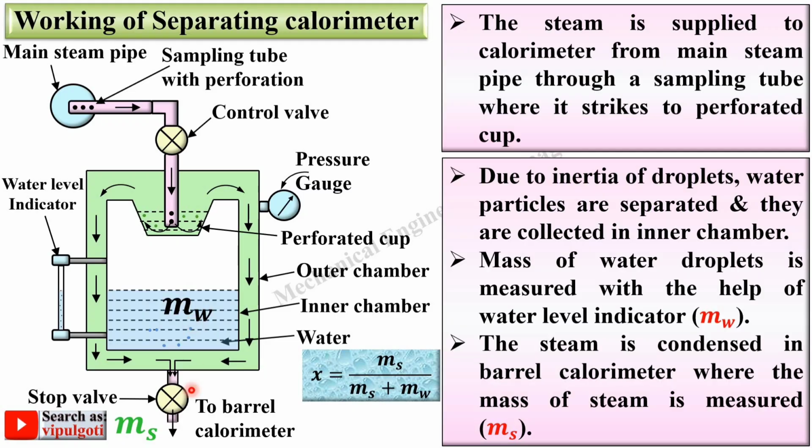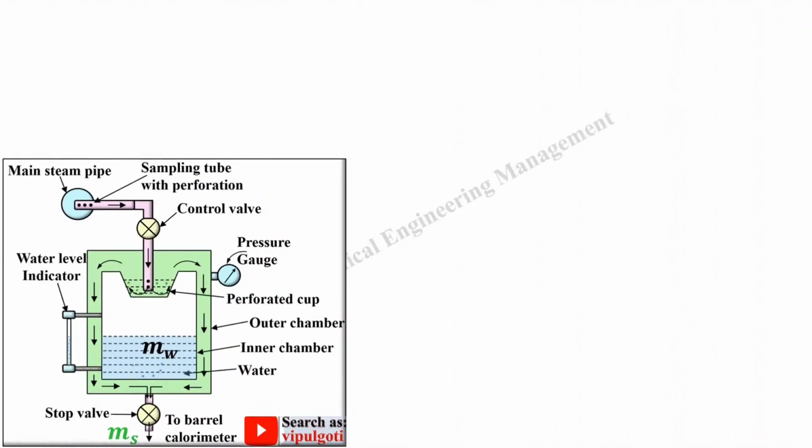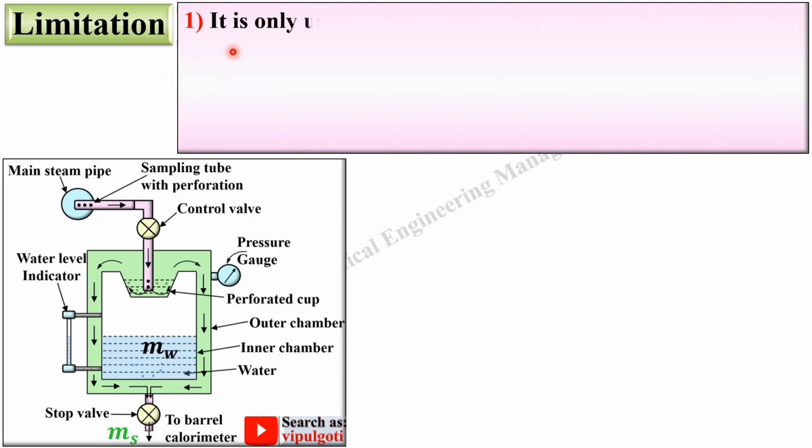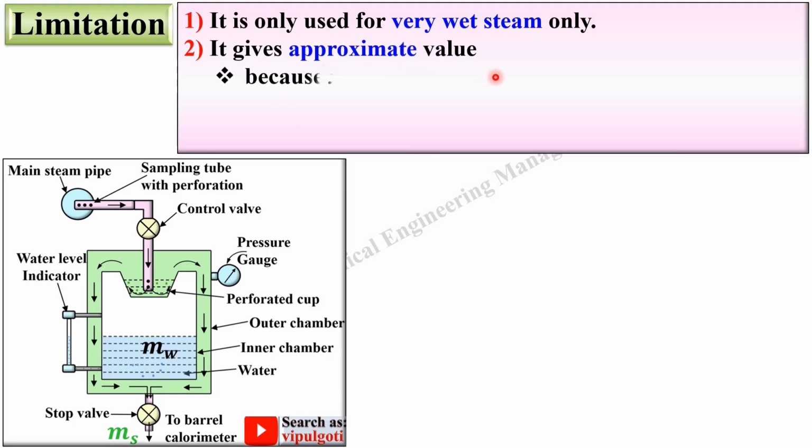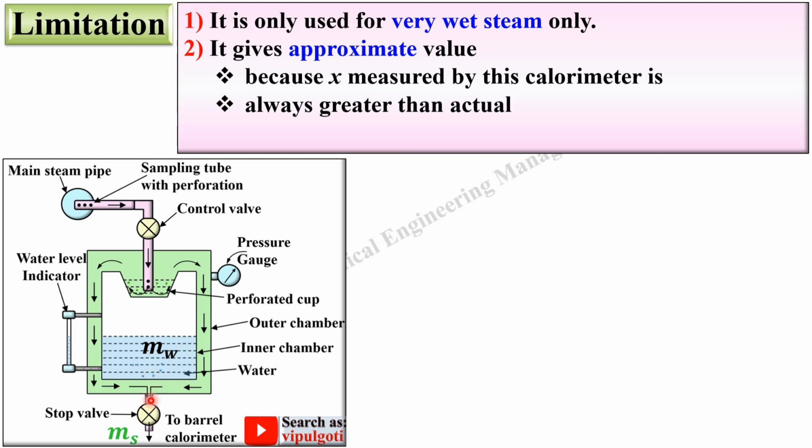So once you get this mW and ms, put them over here so that you will get the dryness fraction of the steam. Now the limitation of this separating calorimeter. It is only used for very wet steam. It gives an approximate value because X measured by this calorimeter is always greater than the actual, due to the incomplete separation of the water, because some of the water droplets may be carried out with the steam.